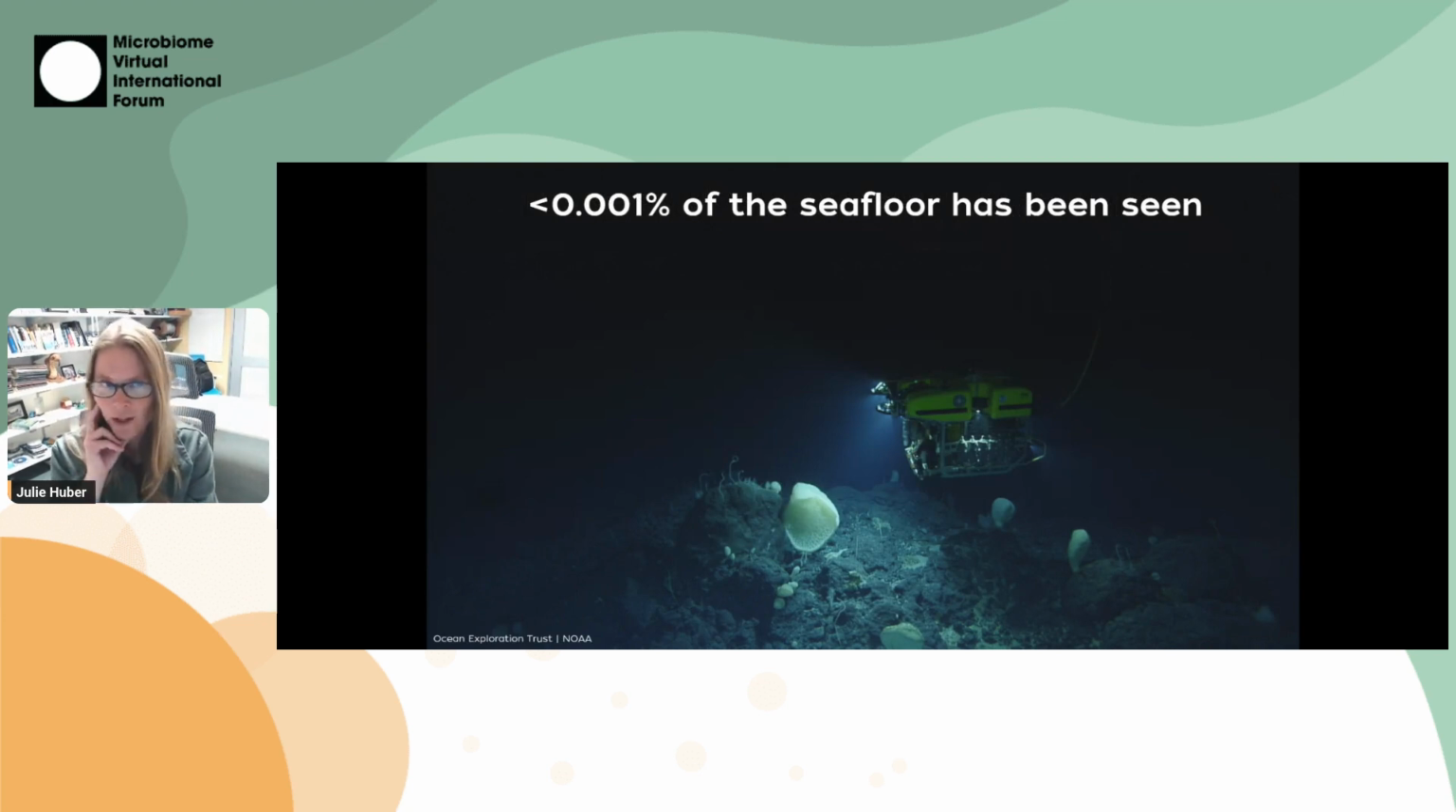Less than 0.001% of the seafloor has actually been visually observed by humans, either through a robot's eyes or from a submersible. And that's about a tenth of the size of the country of Belgium. And we've barely even mapped the seafloor at high resolution.